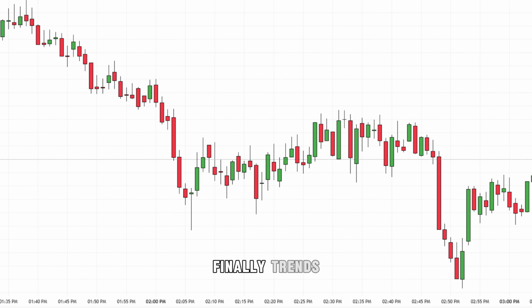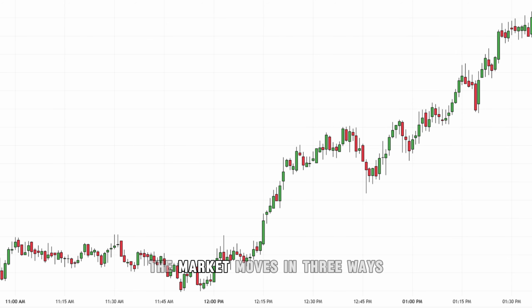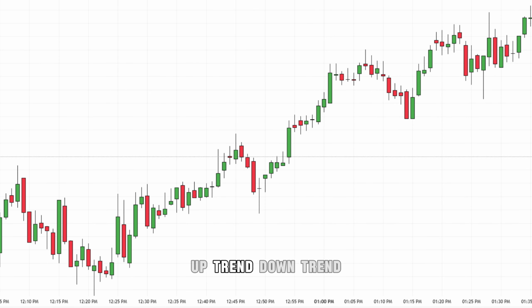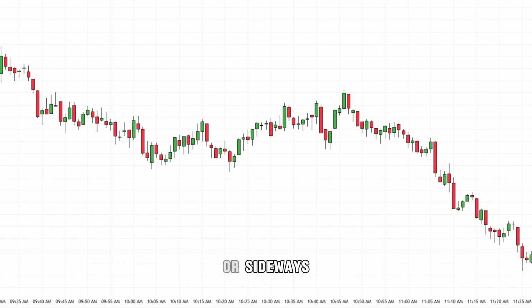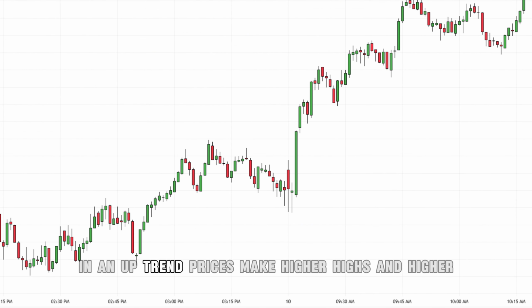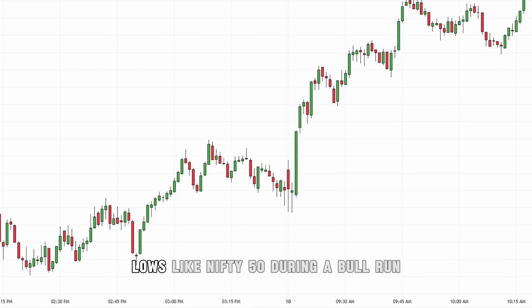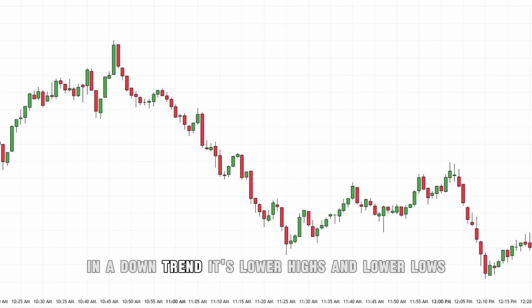Trends. Finally, trends. The market moves in three ways: uptrend, downtrend, or sideways. In an uptrend, prices make higher highs and higher lows, like Nifty 50 during a bull run. In a downtrend, it's lower highs and lower lows.